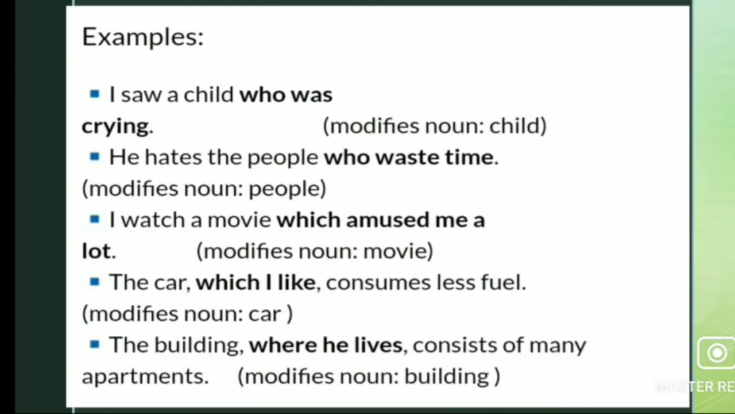The car which I like consumes less fuel. You may see here the adjective clause is modifying the word car. The building where he lives consists of many apartments. Again, the adjective clause is modifying the word building.